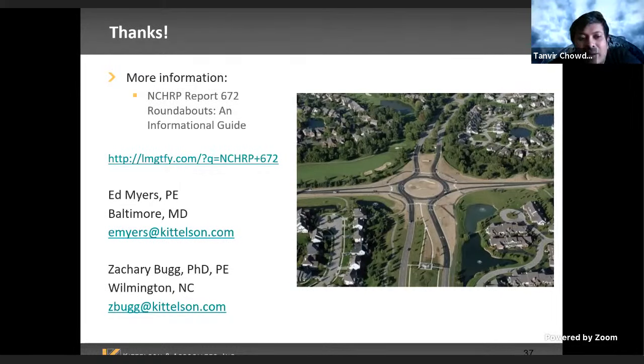I have a small query. You have mentioned one of the important major parameters for roundabout design as the design vehicle selection. How do you recommend selecting between an emergency vehicle versus a long combination vehicle as the design vehicle for designing the roundabout?